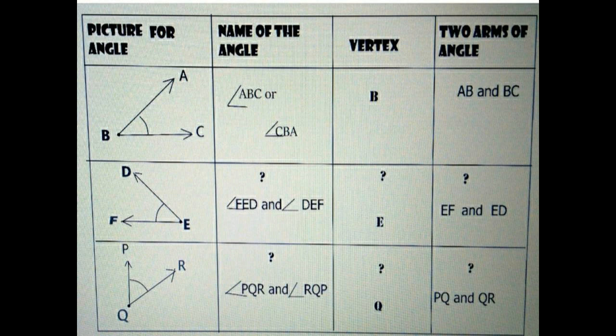Let me move on to the third picture. So tell me the angle. Which one is the angle? Yes, it is angle PQR or angle RQP. Which one is the vertex? Yes, it is Q. What are the two arms of the angle? Yes, they are PQ and QR.